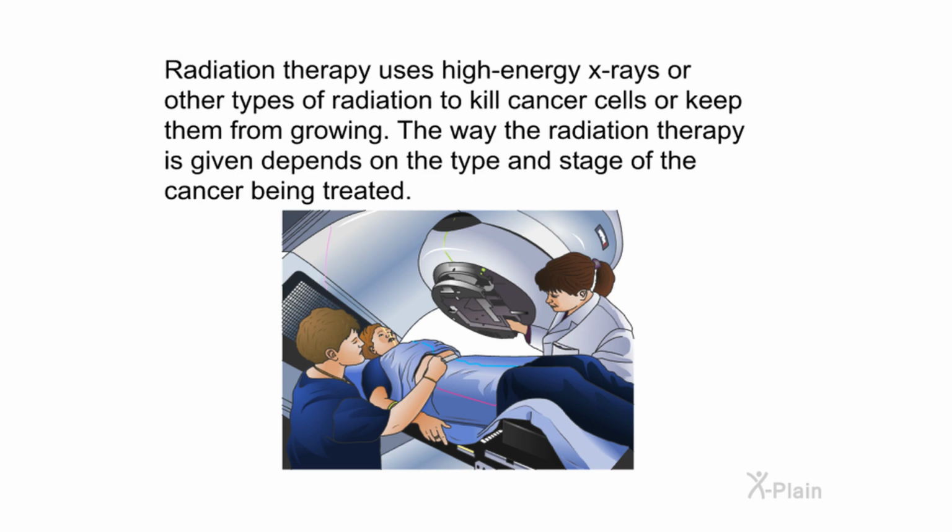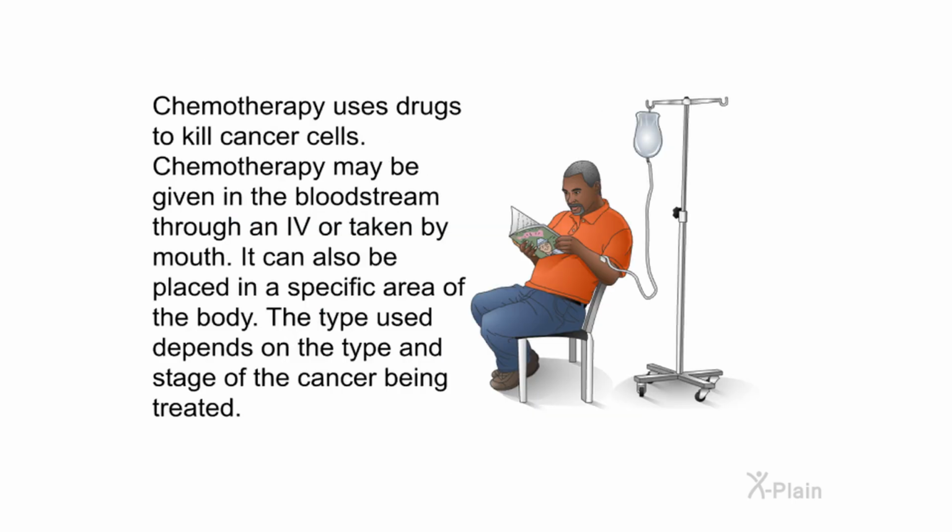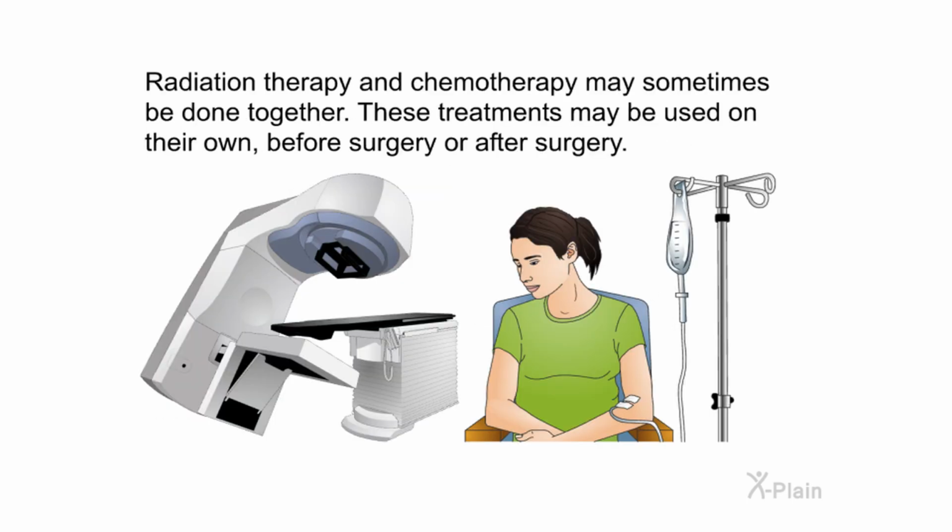Radiation therapy uses high-energy X-rays or other types of radiation to kill cancer cells or keep them from growing. The way the radiation therapy is given depends on the type and stage of the cancer being treated. Chemotherapy uses drugs to kill cancer cells. Chemotherapy may be given in the bloodstream through an IV or taken by mouth. It can also be placed in a specific area of the body. The type used depends on the type and stage of the cancer being treated. Radiation therapy and chemotherapy may sometimes be done together. These treatments may be used on their own, before surgery or after surgery.